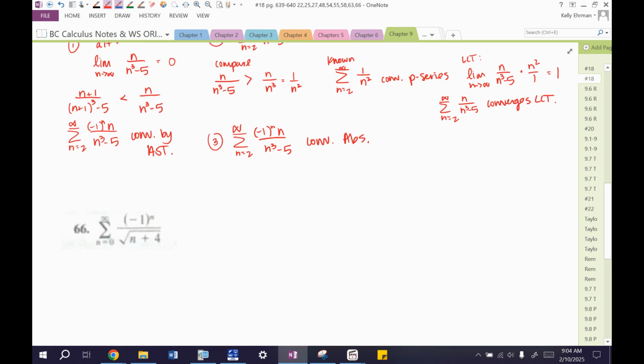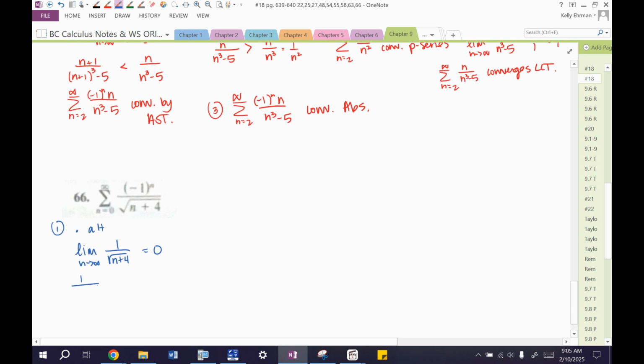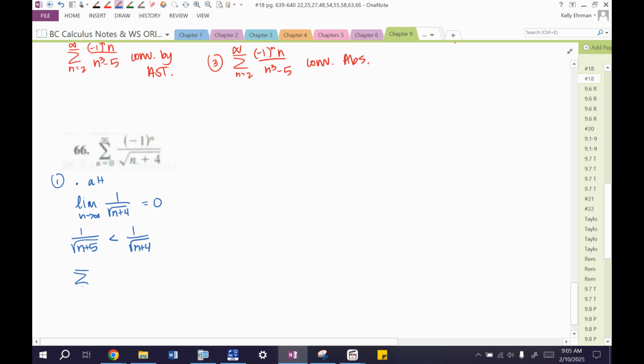Okay, final question. Same thing. So this series is alternating. The limit as n approaches infinity of 1 over square root of n plus 4 is equal to 0. It's reasonable to say if I plug n plus 1 in, that square root of n plus 5 on the bottom will make a smaller fraction than square root of n plus 4 on the bottom. So this series, writing it all out, converges by alternating series test.